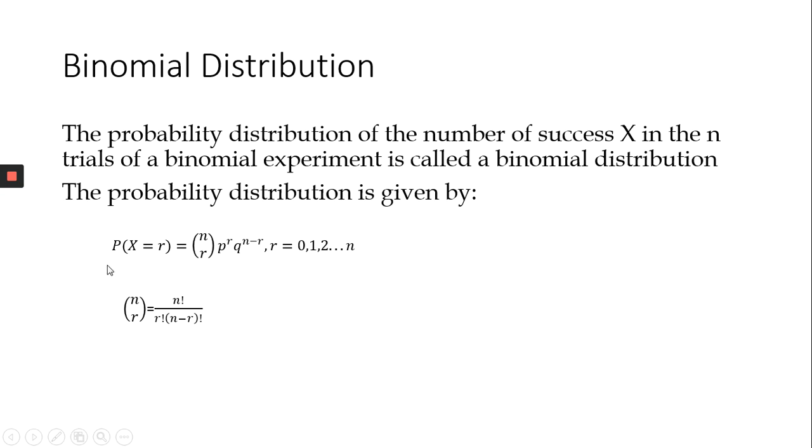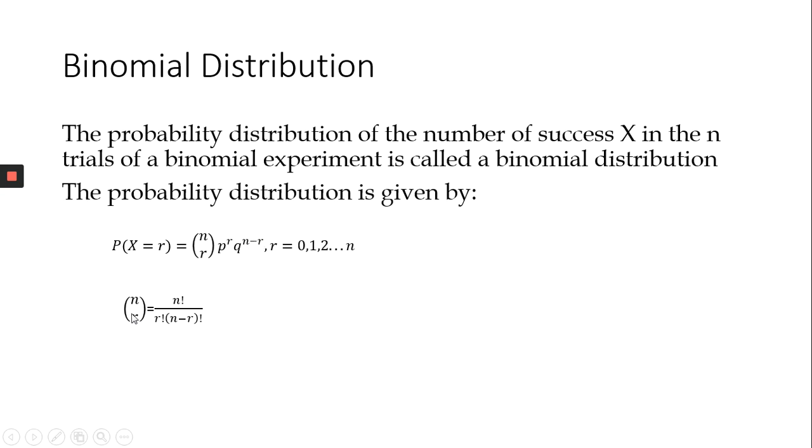This is the function that you need to master. For a binomial distribution, we generate probabilities using this function, and this is very, very important. Probability x equal to a certain number r is equal to n choose r, with the probability p of success to the power r, times q to the power n minus r.